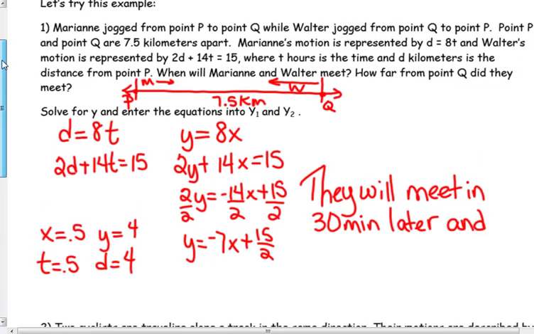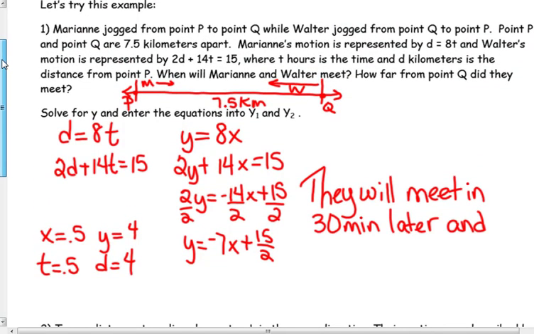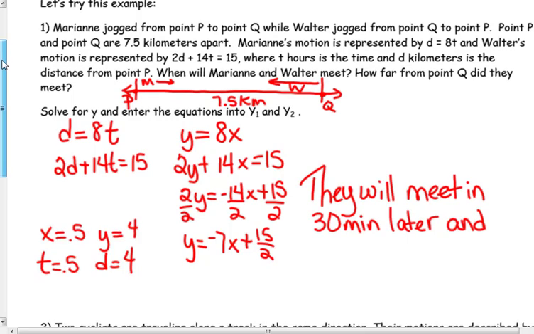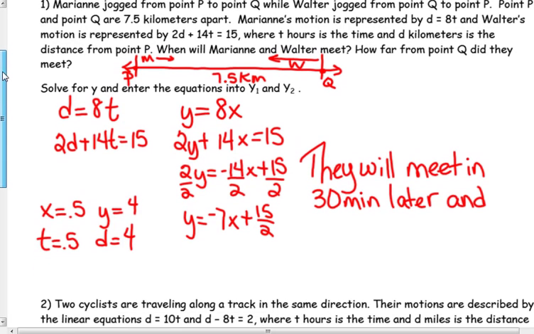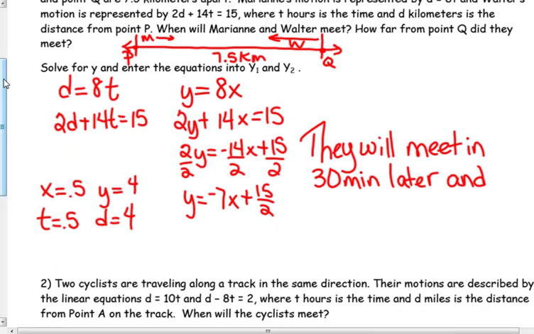When will Marianne and Walter meet? They will meet 30 minutes later. How far up from point Q did they meet? From point Q, 4 kilometers from point Q. So if you add 4 kilometers from this, that would be at the 3.5 kilometer mark, right? So they will meet 30 minutes later and at 3.5 kilometers from point Q.